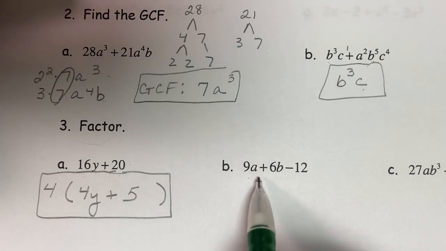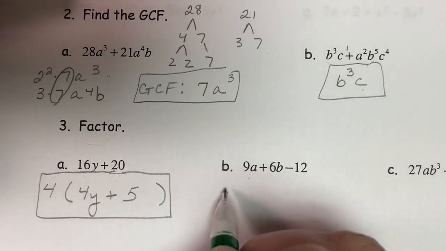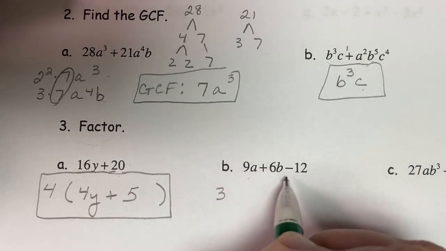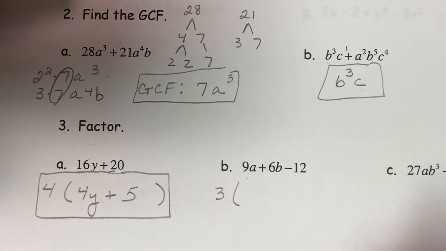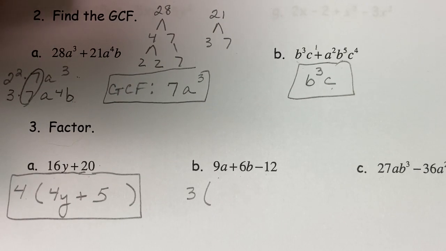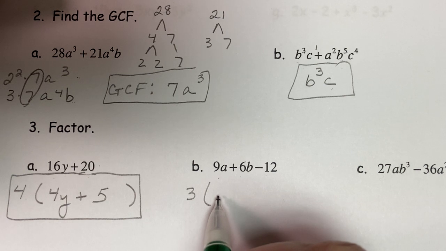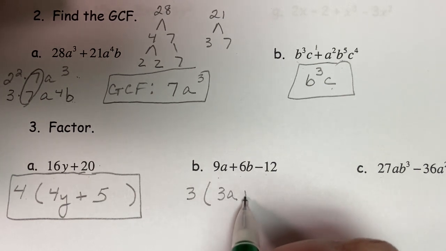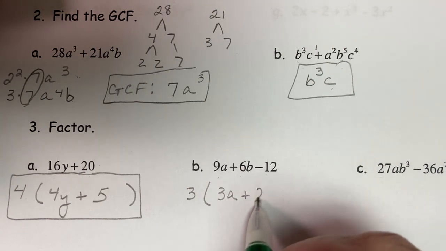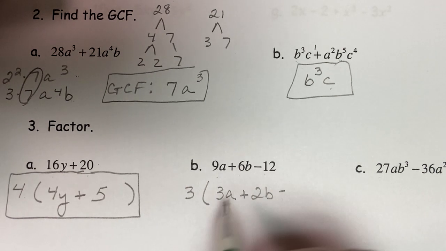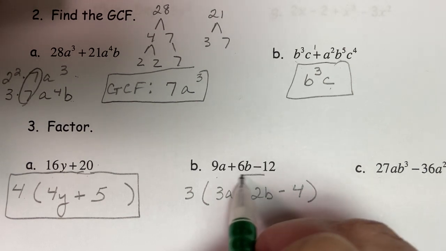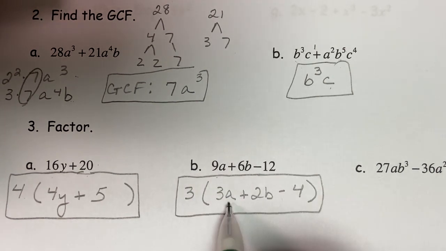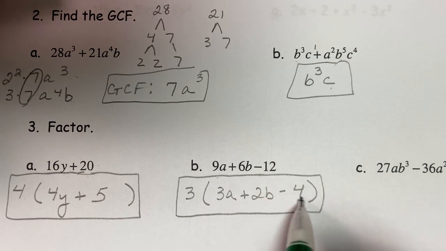Let's look at B. What's the greatest common factor here? Well, it's 3. They don't have all of the variables in common, so we can't factor that out. So what's going to be left? Well, 9 divided by 3 is 3a, plus 6 divided by 3 is 2b, minus 12 divided by 3 is 4. Why am I dividing? Because I'm trying to figure out what's left. Since dividing is the opposite of multiplying, I'm going to be multiplying these to check it.